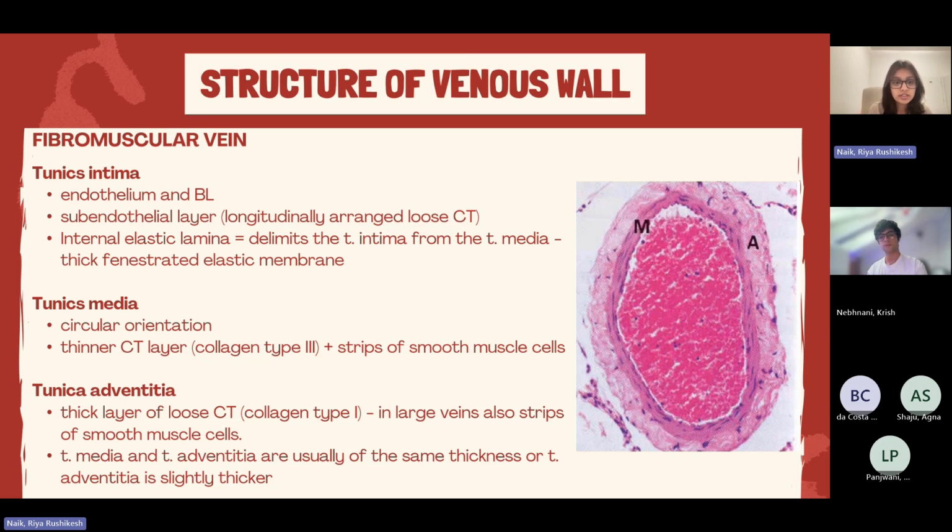When we talk about the tunica adventitia, it is quite thick. As you can see, it's way thicker than it is in the arteries, and it is almost as thick as the tunica media, or sometimes even thicker in some of the veins. This contains loose connective tissue of collagen type 1, and it also sometimes contains strips of smooth muscle cells.